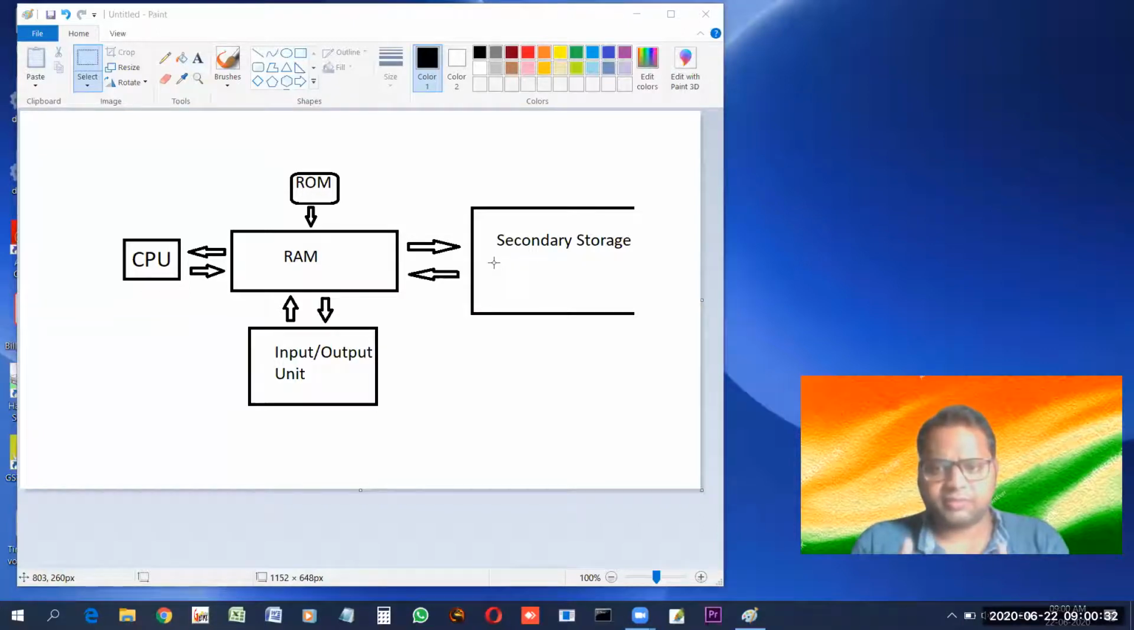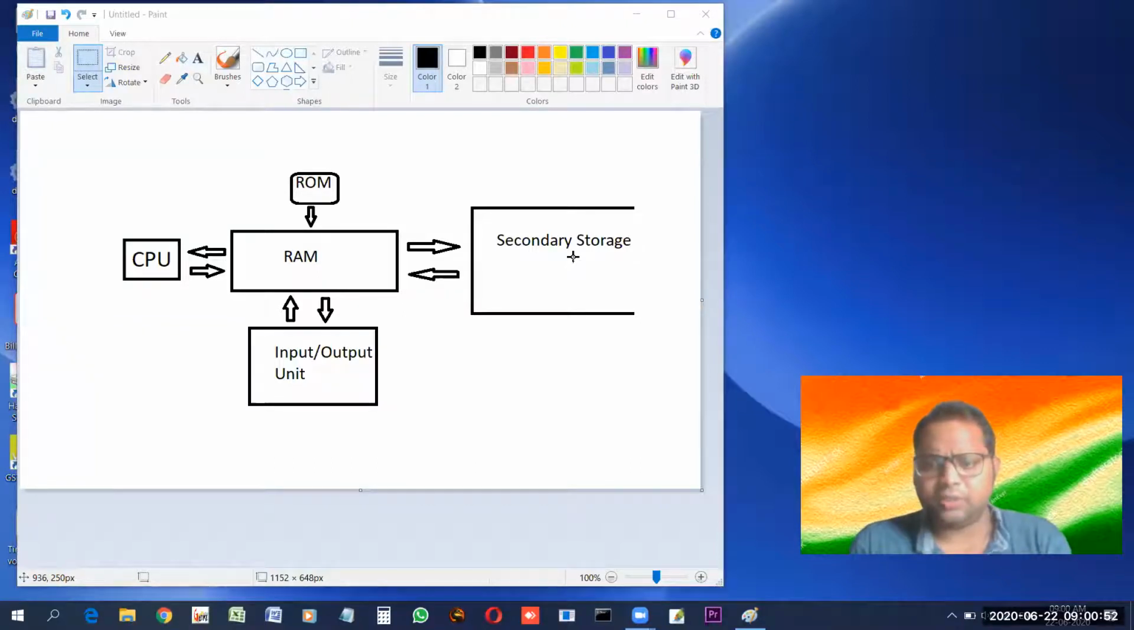You'll understand everything very slowly, not in one go. Second thing, as I said, RAM can store temporarily while secondary storage can store for a longer time or permanently. So these two things are the main things about secondary storage devices.